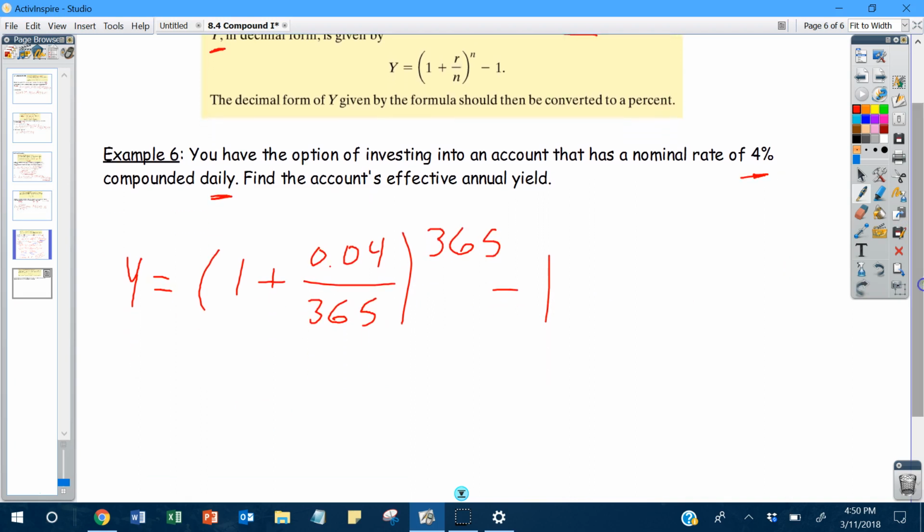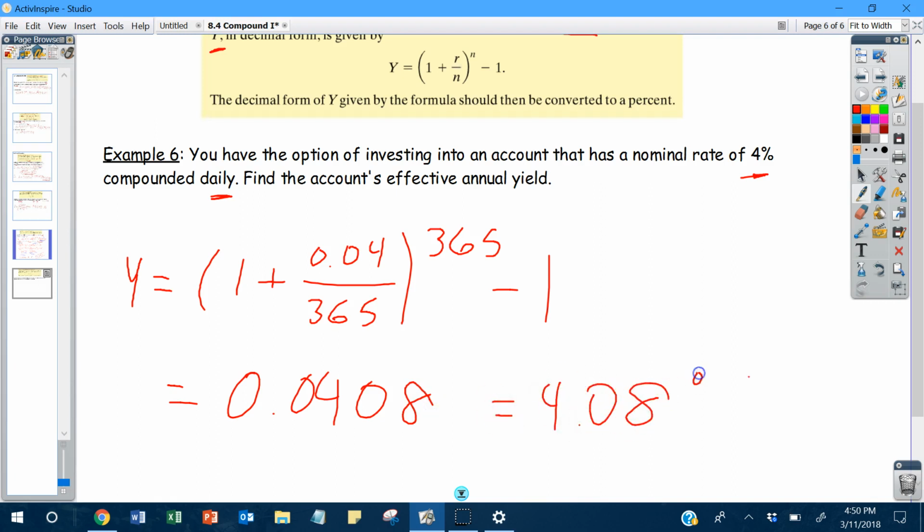And so this is just our formula, and it's going to spit out some sort of rate. It's going to be a decimal too, and I should be able to do all that in my calculator if you use those parentheses the way they're written. And I get 0.0408, which is also 4.08%. So there's my effective annual yield if I compound it daily. So that's just a little bit higher than this 4%, but it is higher, which is important.